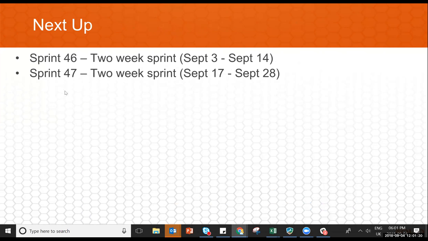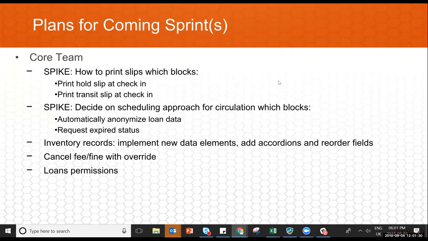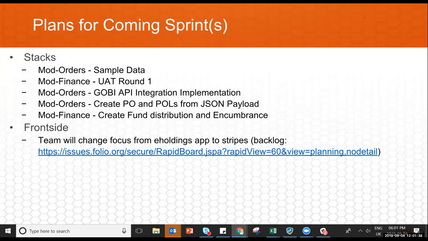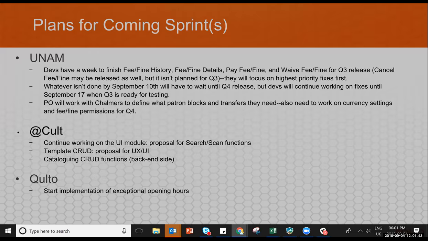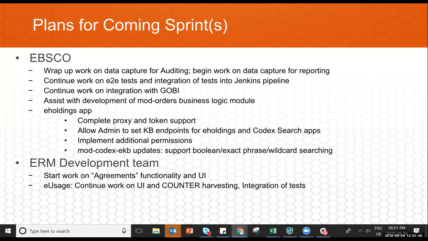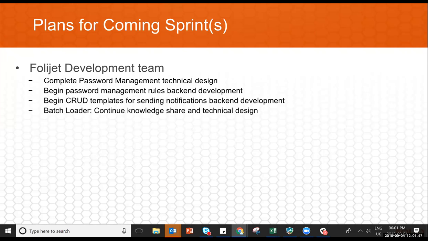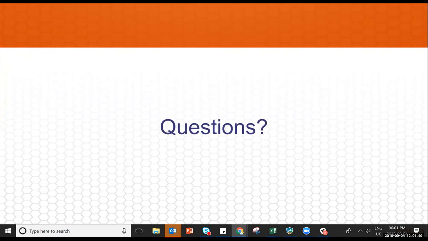The next upcoming sprints are sprint 46 and 47, both of which are two-week sprints. We'll meet again at the end of September for our next sprint review. We do have what each team is planning for their coming sprints here in the slides, so if you want to take a look at what people are planning next, you can see that here. And that's really it.